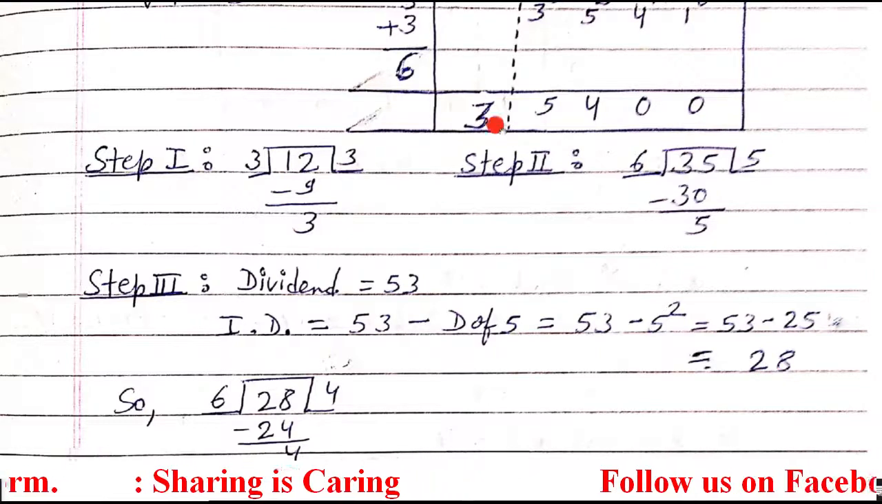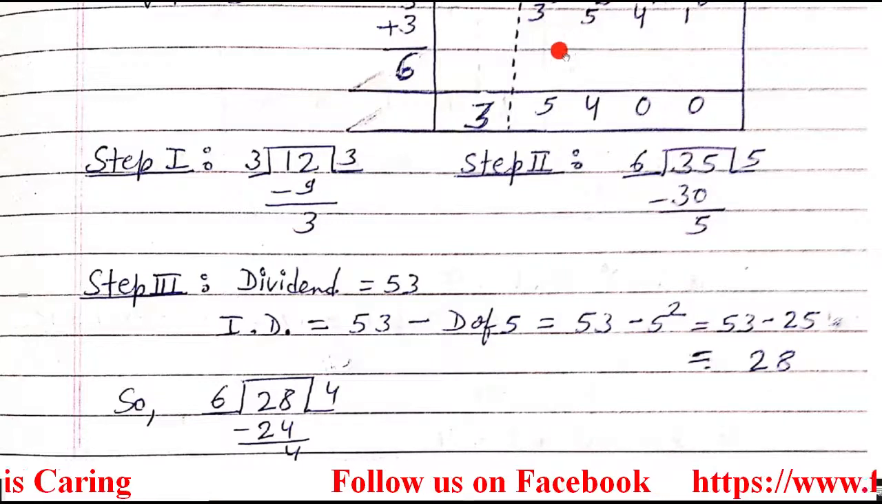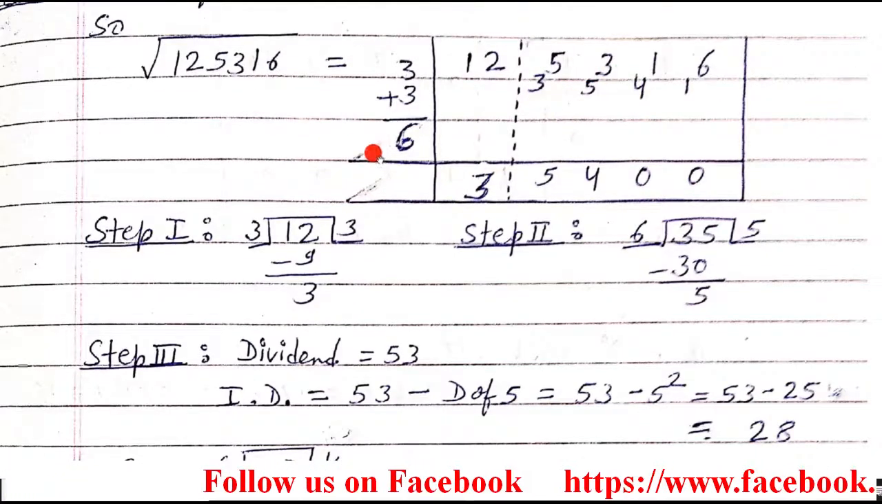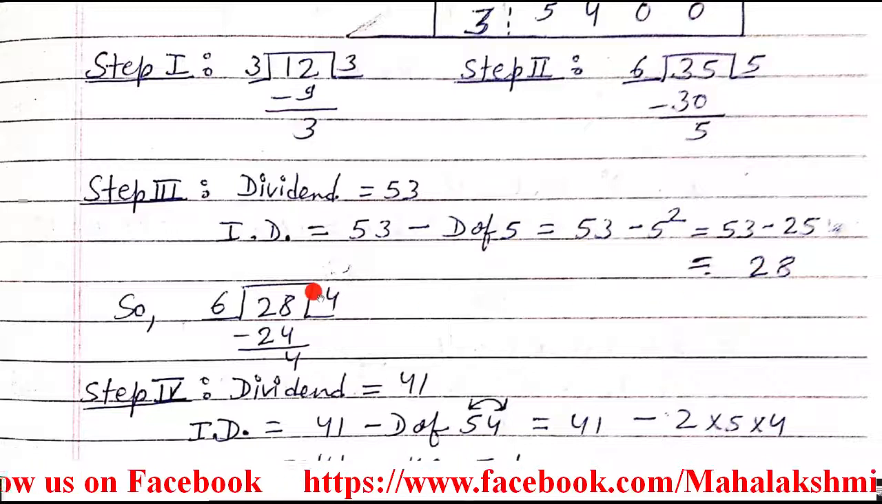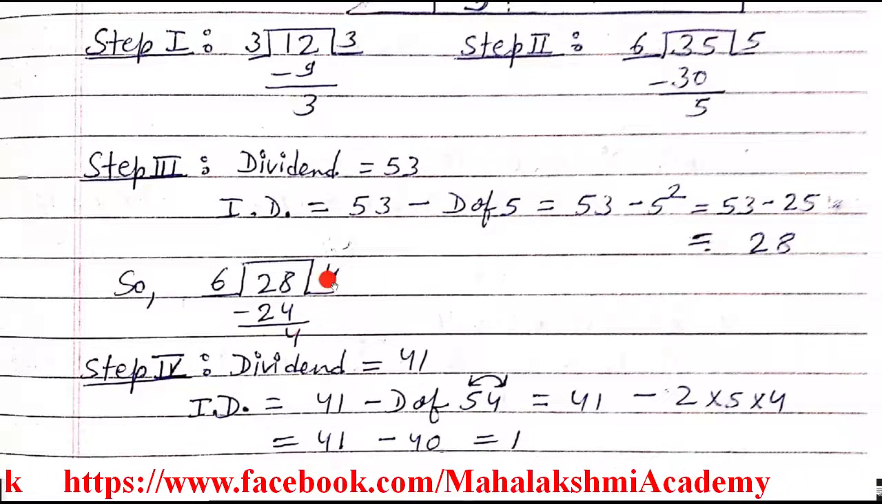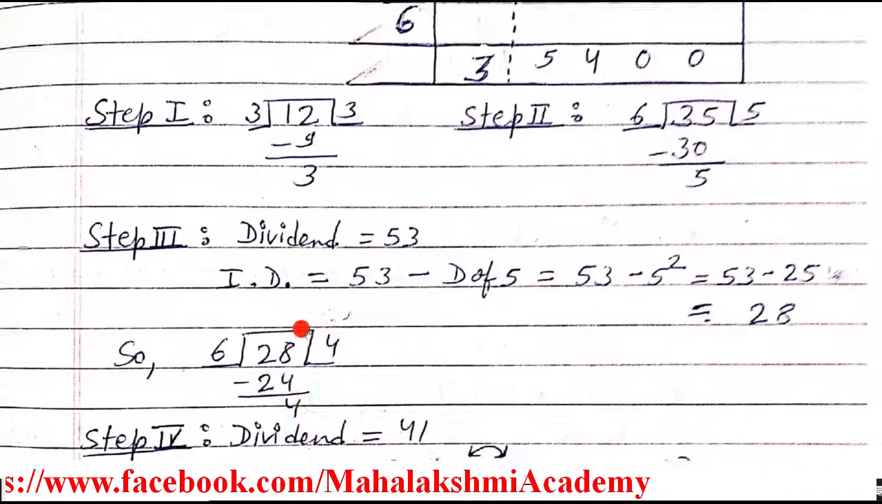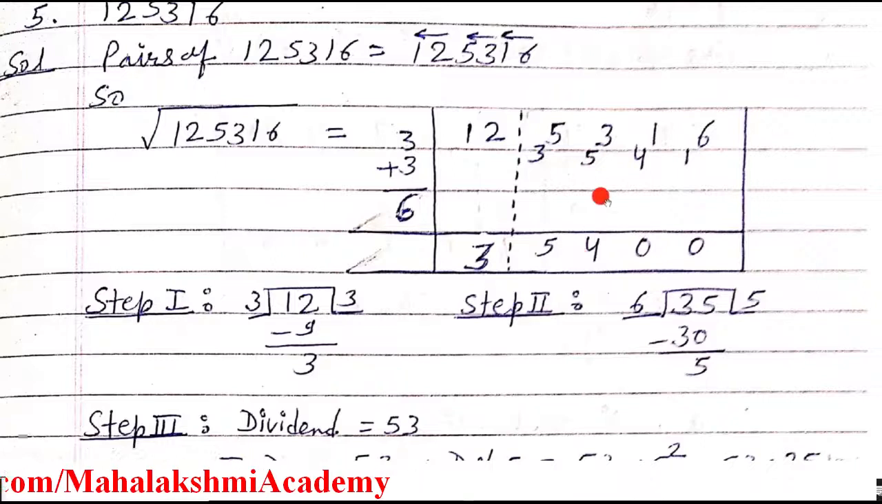So 28 you have to divide by 6, because always you have to divide in this section. Whatever be the dividend, always you have to divide it by 6. So here the improved dividend is 28. So 28 divided by 6 is 4, and remainder also 4. So quotient is 4, remainder is also 4 right here.